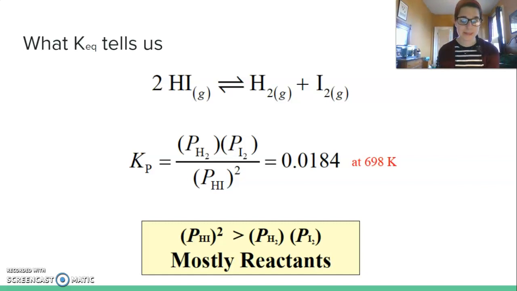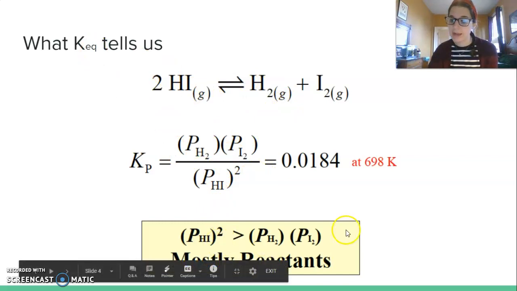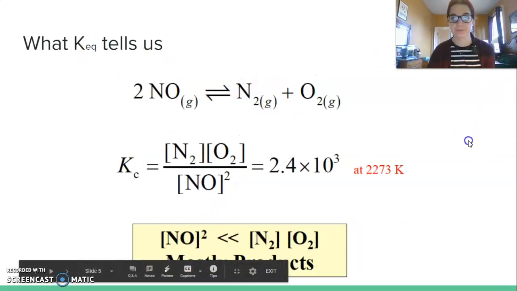So when K equilibrium is less than 1, that tells us that the reaction favors the left side of the equation. It favors our reactants. If it's less than 0.01, then that tells us it strongly favors the left, strongly favors the reactants. Remember, partial pressures are proportional to the number of moles. So the greater the partial pressure, the more moles that we have. So in this case, we have mostly reactants at equilibrium.